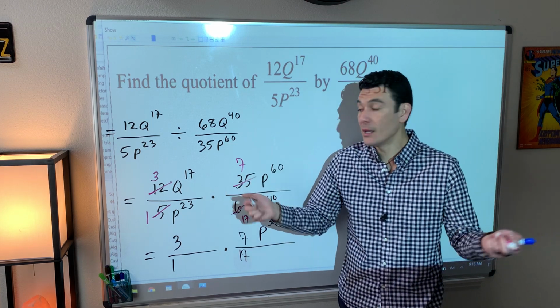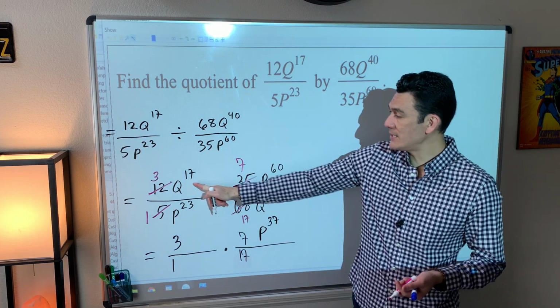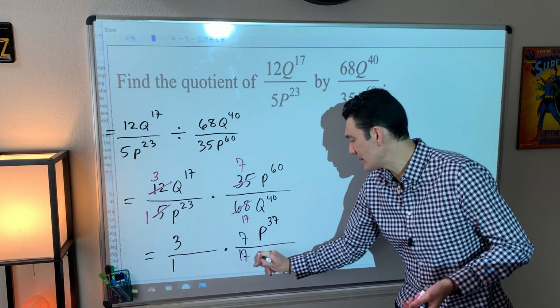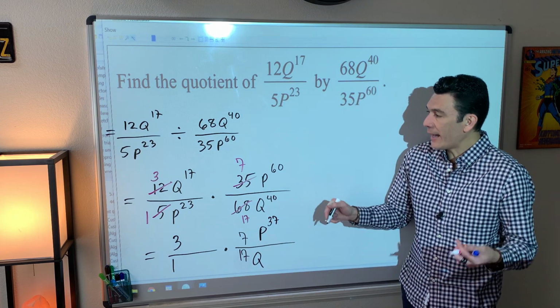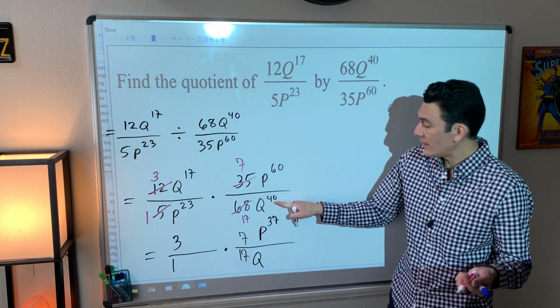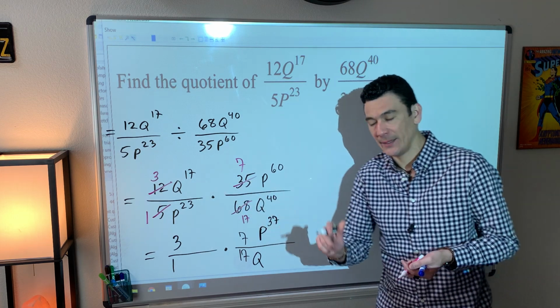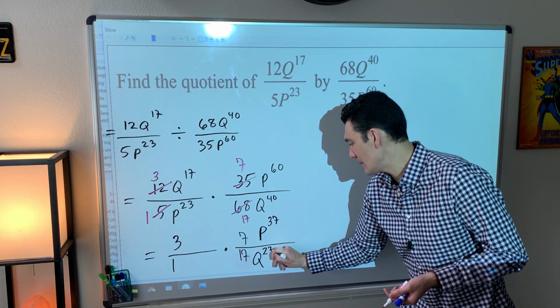It's a competition. How about the Q's? Q to the 17 over Q to the 40. Who wins? Well, obviously the bottom wins. So I'll put the Q's in the bottom. But by how many did it win by? 40 versus 17. 40 is bigger than that by 23. So that's 23.